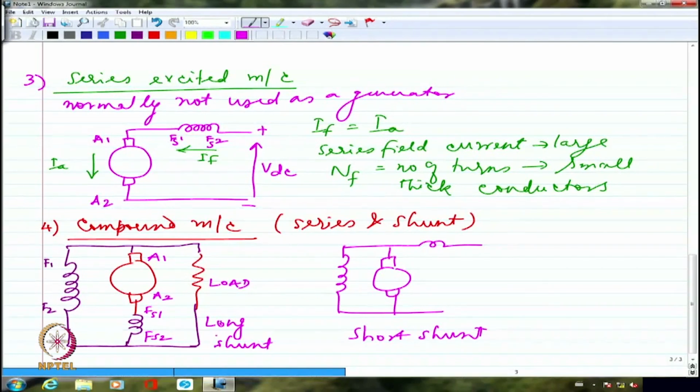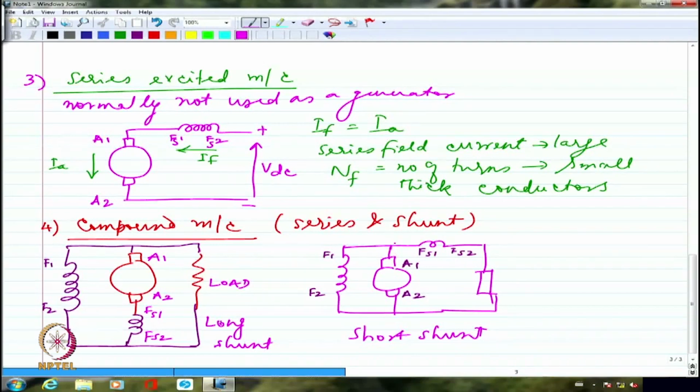So long shunt comes across both armature and series field together, whereas short shunt comes across only the armature, nothing more than that. So I can put the series and then the load here. Please note that here my FS1 and FS2 have come here. This is my F1, F2. This is A1, A2, of course.